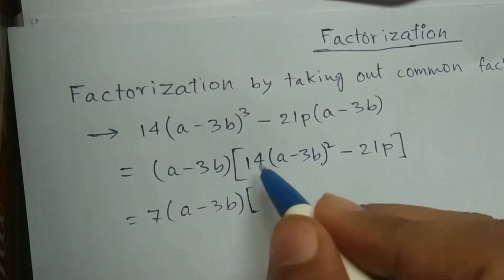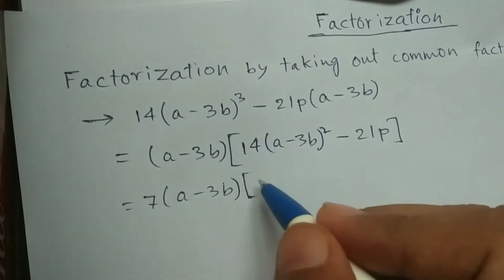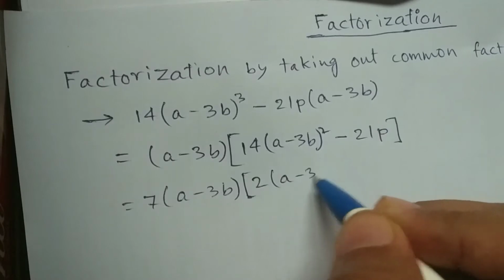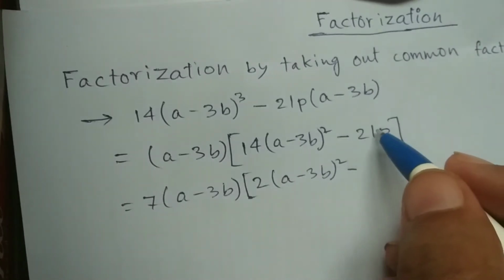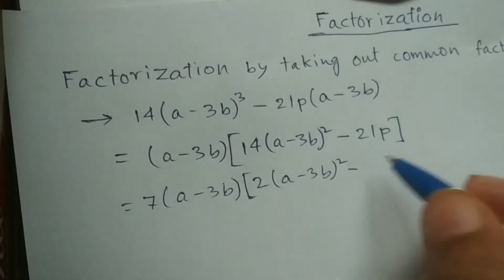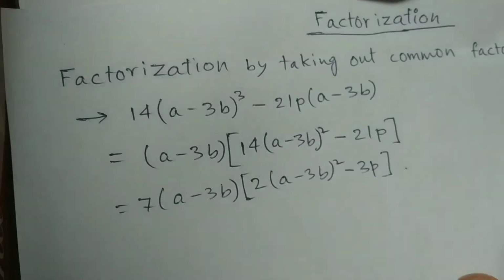I have taken 7 common from here, 14. So 7 twos are 14, so 2 is left out. So 2 into a minus 3b whole square, and from here I took 7 as a common term. 7 into 3 was there, so 3 will be remaining, 3 and b. That's it. This is the way we can factorize.